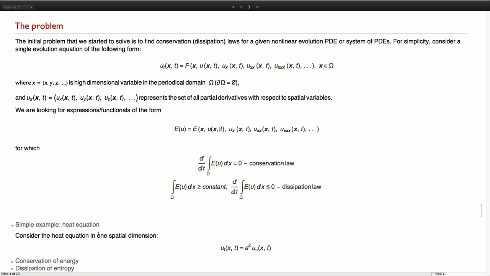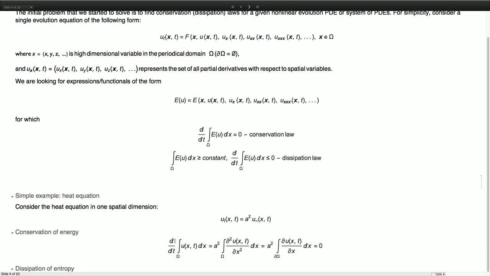And as a simple example, let's look at the heat equation, and find conservation of energy. Here is the time derivative of the integral of u_x squared. We can take the derivative inside of the integral, and after that use the right-hand side of the heat equation. And after doing integration, we will get this part, which is equal to zero, and we will get that the energy is conserved, and this quantity is conserved.